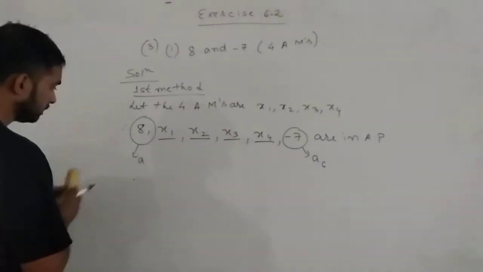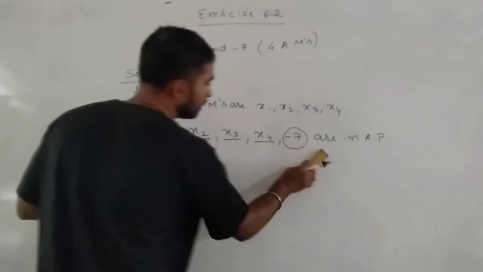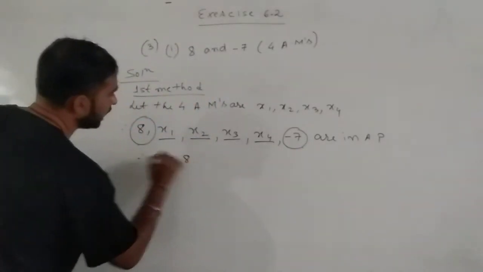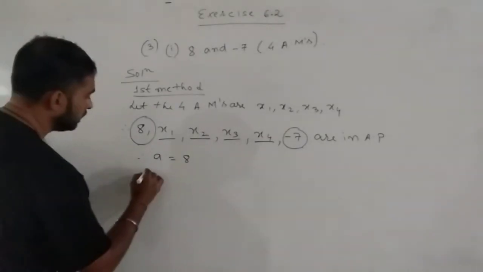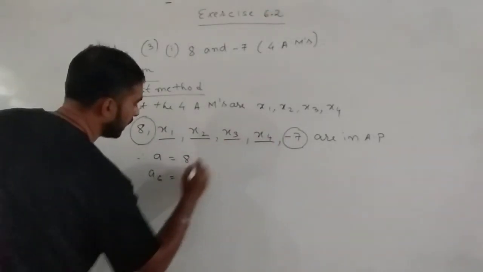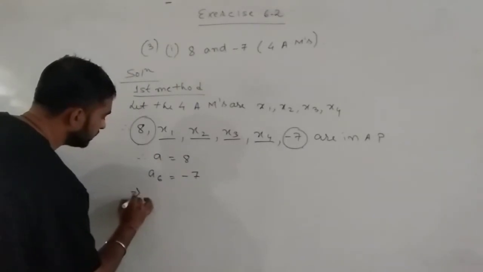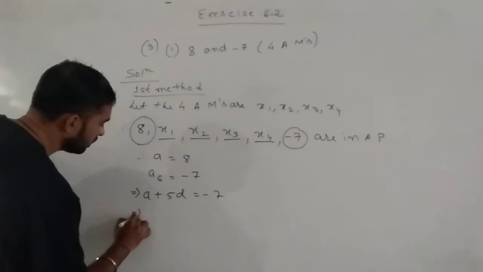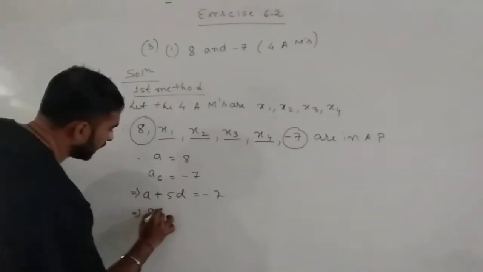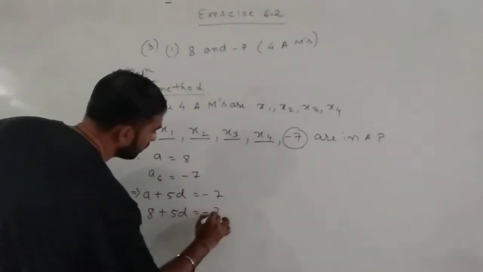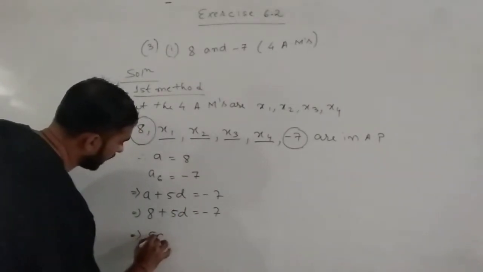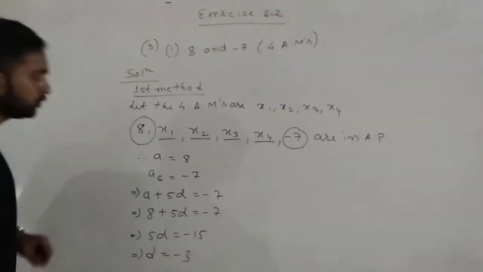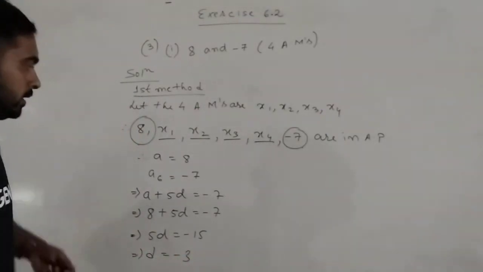Therefore A equals 8 and A6 equals minus 7. Now A6 means A plus 5D equals minus 7. Now what is A? A means 8. 8 plus 5D equals minus 7. So 5D equals minus 15. So D equals minus 3.